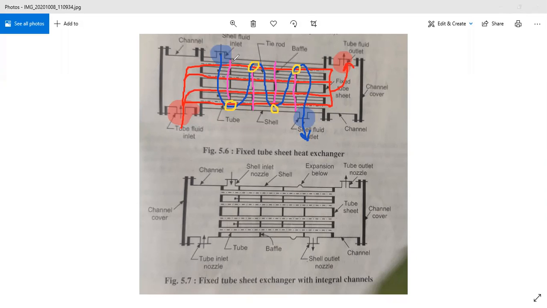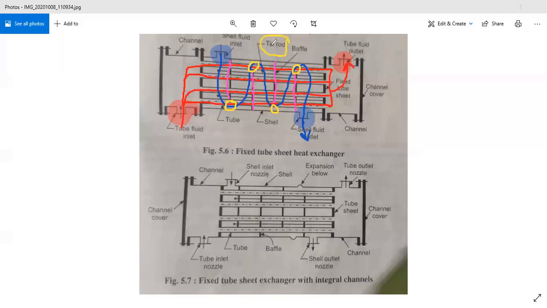So these baffles' main function is to increase the turbulence of the shell side fluid. The primary purpose of these baffles is the increase in turbulence of the shell side fluid, and the secondary purpose is to support these tubes which are incorporated in the shell and tube heat exchanger. Right? Now, the other part of the shell and tube heat exchanger is the tie rod.